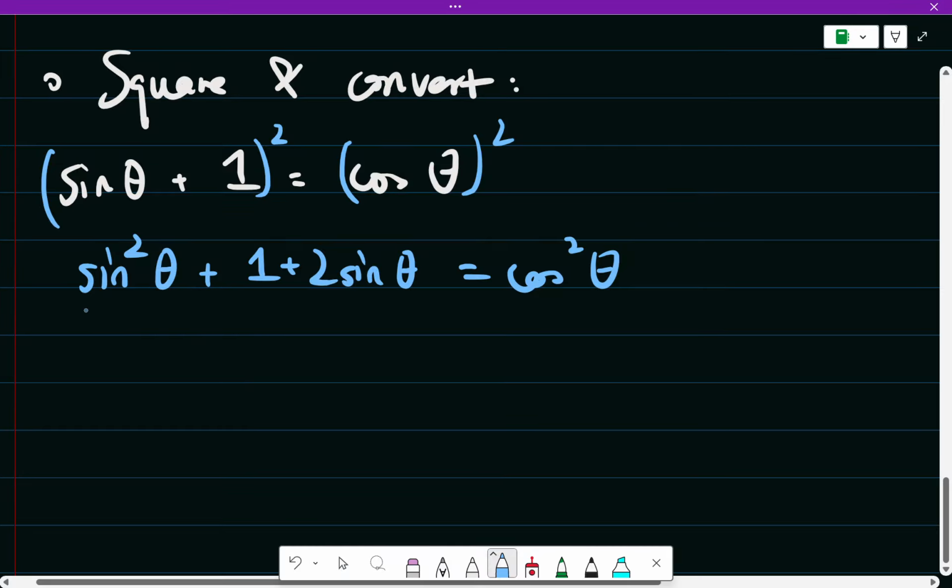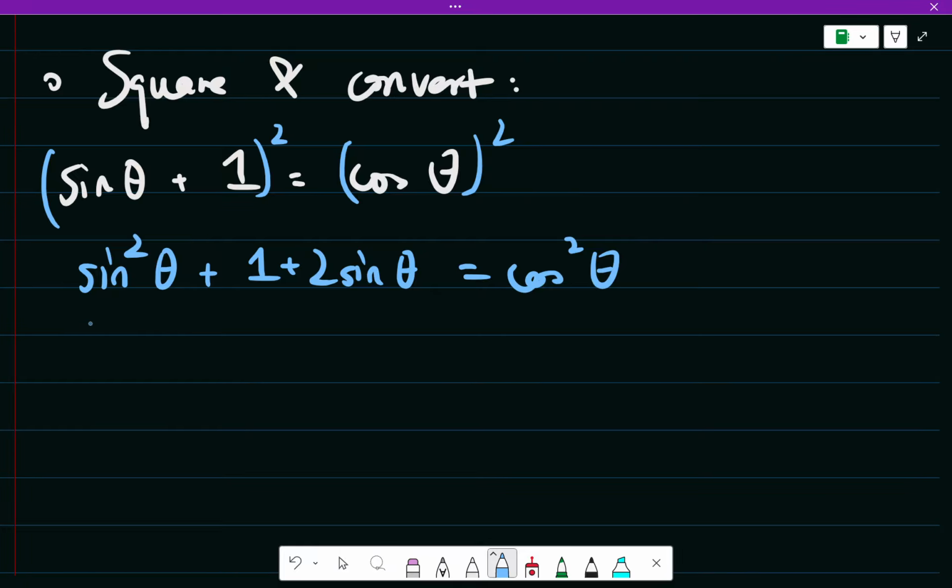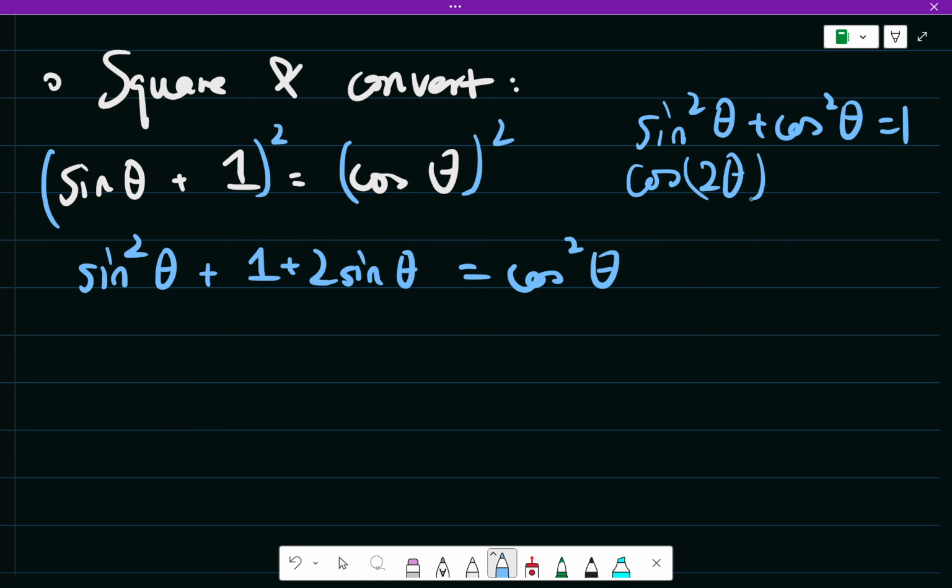And if we see squared terms like sine squared, cosine squared, we should think about the identities: sine squared theta plus cosine squared theta is 1, cosine 2 theta is cosine squared theta minus sine squared theta, or other identities as well. So these are not necessarily used in this case. However, it's a good starting point for us to think about various possibilities.